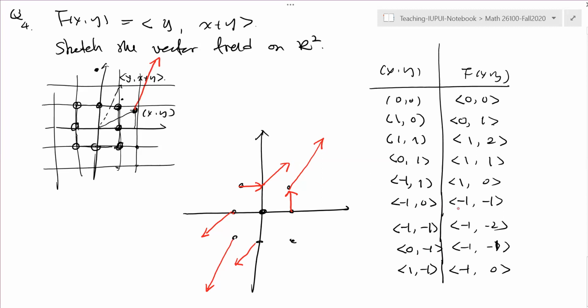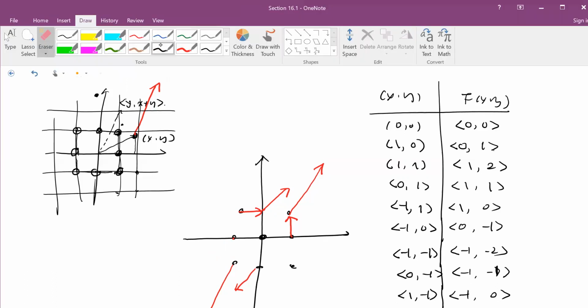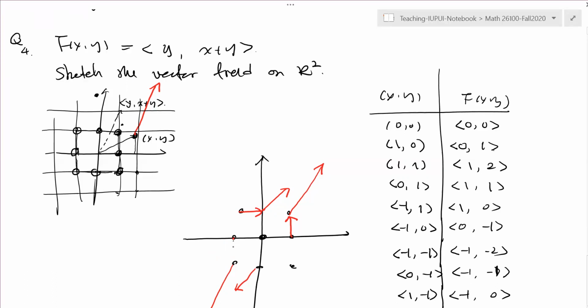Let's see why it's also negative because, hold on, I have a mistake here. When x is negative 1, y is 0. Yeah. When x, this will be 0. Okay, because it's x plus y, right? Y is 0. So x plus y is going to be 0, negative. It's symmetric actually, right? So 0, negative 1.